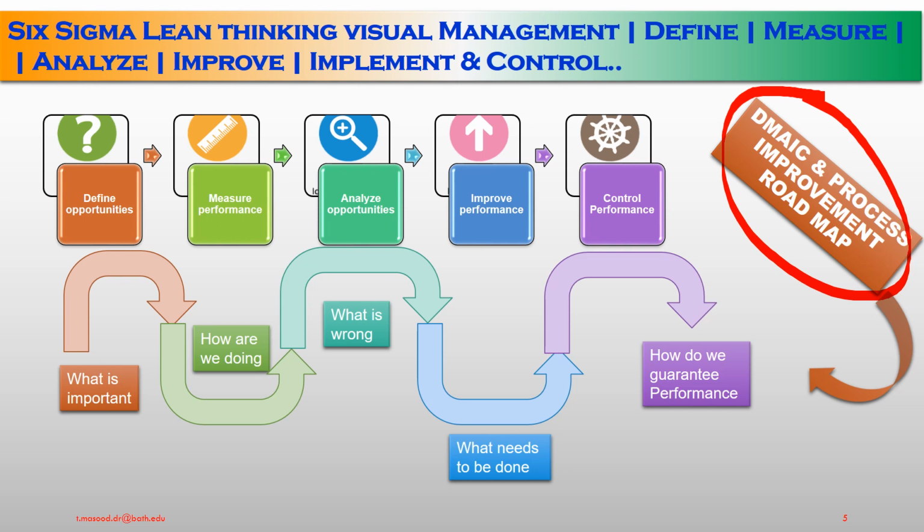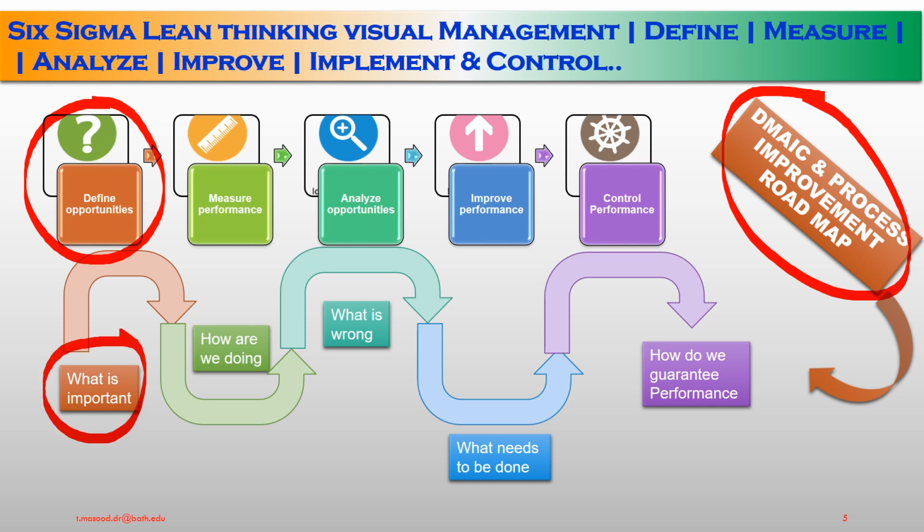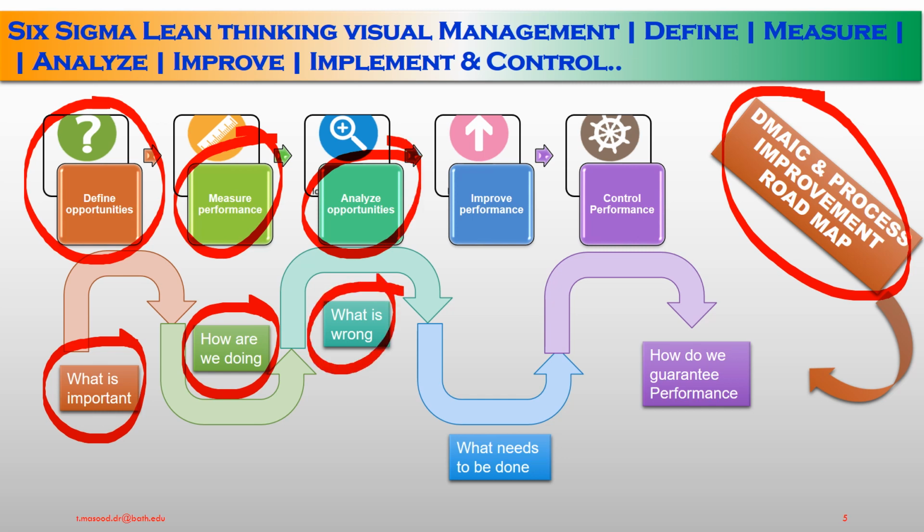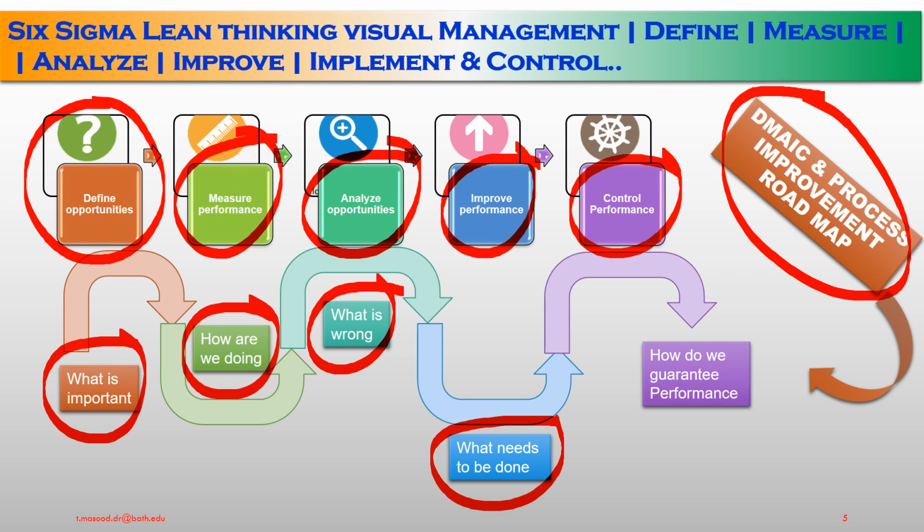If you start from left to right, first is define opportunities. So what is important basically in the first phase? Then second, measure performance and how are we doing. Number 3, analyze opportunities: what are we doing wrong. And number 4, improve performance and what needs to be done. And number 5, and last, control performance or sustainability. How do we guarantee that performance is sustained and will deliver the required results? That is how this roadmap demonstrates that define, measure, analyze, improve, control mechanism integrate with each other in order to deliver the required results.